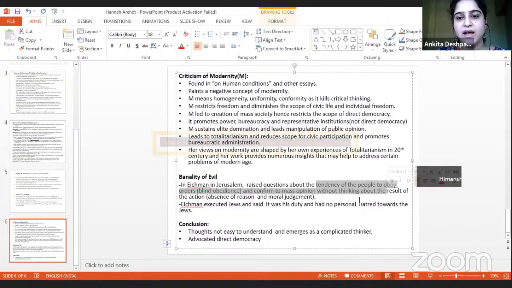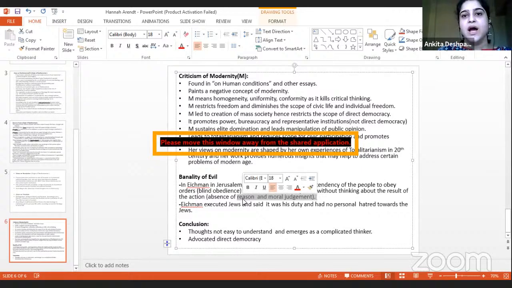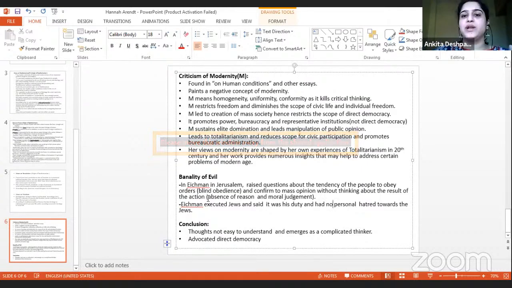That is something that Hannah Arendt questioned, that listen, how can you have nothing called moral judgments? How can you have no reason? How can you only justify such cruelty, such violence, only on the ground that I was following or obeying a particular order? I was only doing it in the line of my duty. That is something that affected her, and that's why she says that when so much violence happens without any particular reason, it is not just violence, it is banality.